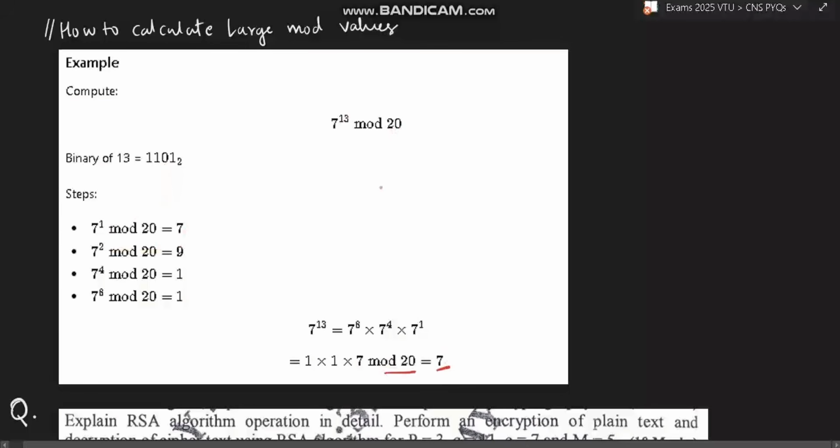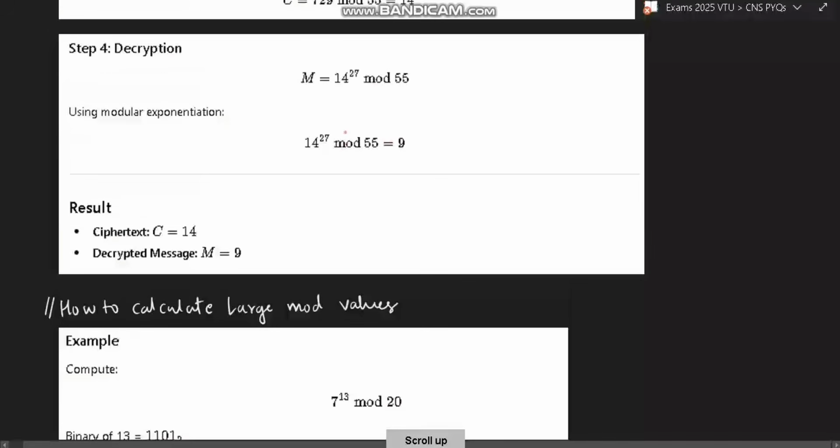Okay, so the same way you have to do it for 27 also. Write 27 in binary. Wherever there is a 1, first calculate 14 power 1, 14 power 2, 14 power 4, 8, like that. Do mod 55 to find how much it comes to, and ignore the places where 0 is present, and then take the remaining answers after doing the mod 20 here and multiply them and do mod 55. What answer you get? You will get 9 here. Okay, this is how you solve RSA.